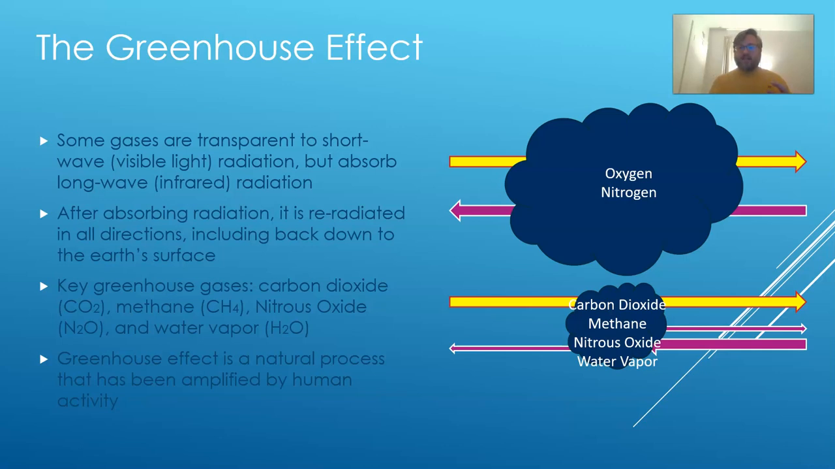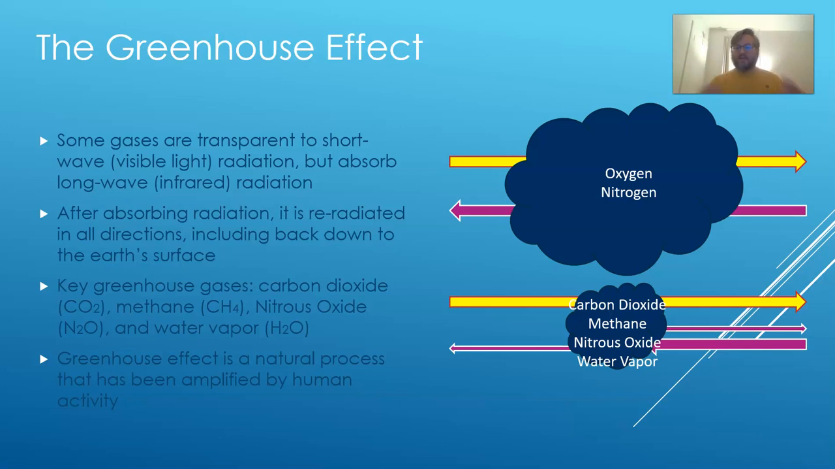These are gases that are going to absorb that longer wavelength radiation and then radiate some of it back down to the Earth. So they're going to absorb and re-radiate that energy. And the reason that these gases have that property, that they act as greenhouse gases, is because they're more complex molecules. So oxygen and nitrogen are very simple molecules.